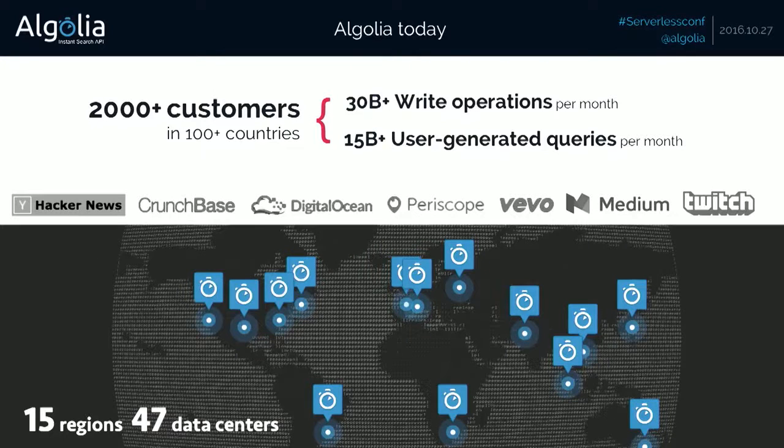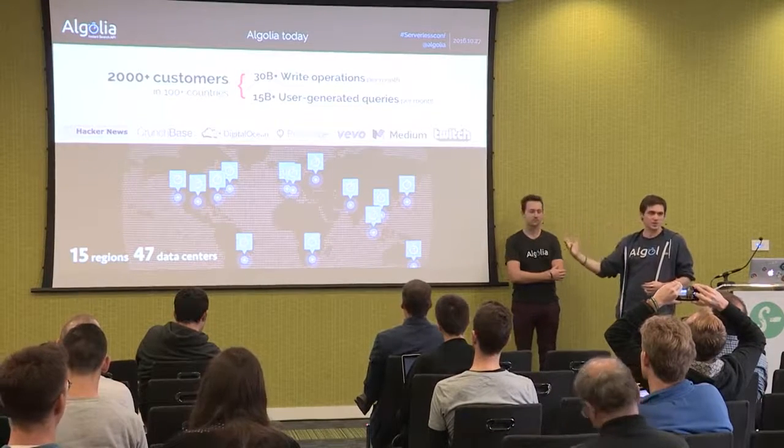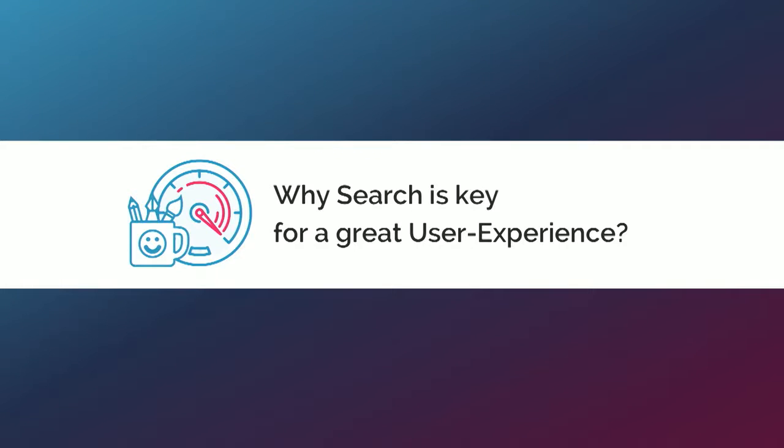So just a few numbers to give you some perspective about Algolia. We today have more than 2,000 customers in more than 100 countries. It means about 30 billion write operations per month and 15 billion user-generated queries per month. What we mean by user-generated queries is a search done by your end user. You might have already used us without knowing it if you ever searched on Hacker News, Periscope, Medium, or Twitch. And I will now let Alex talk about why search is key for a great user experience.